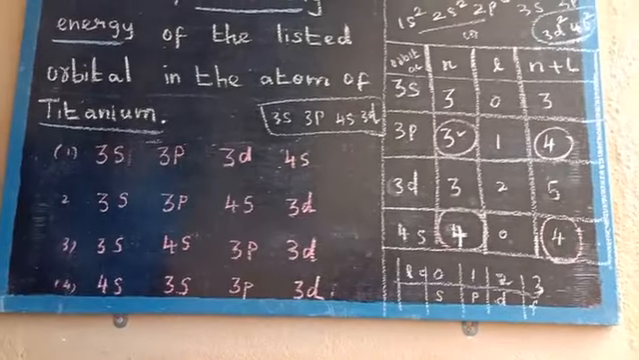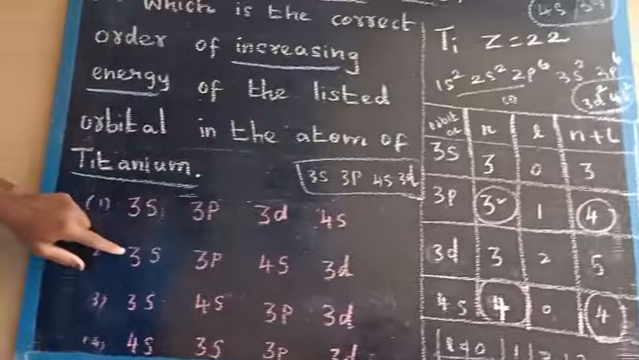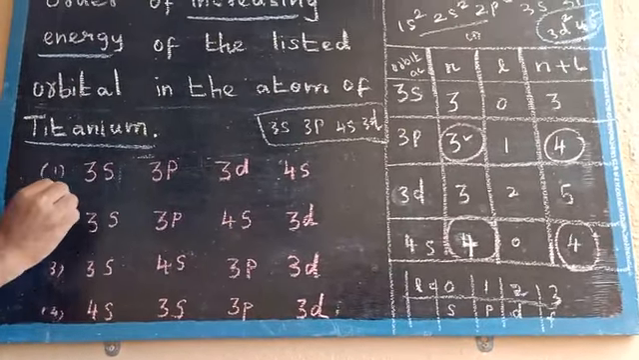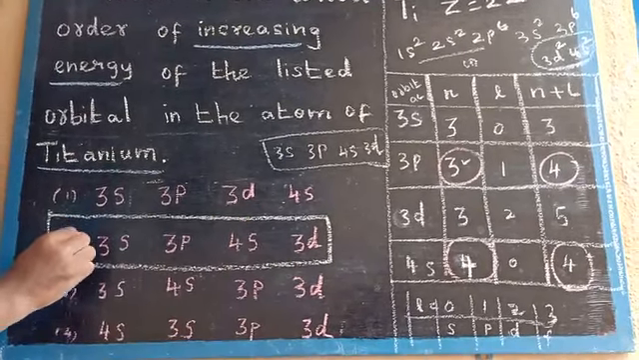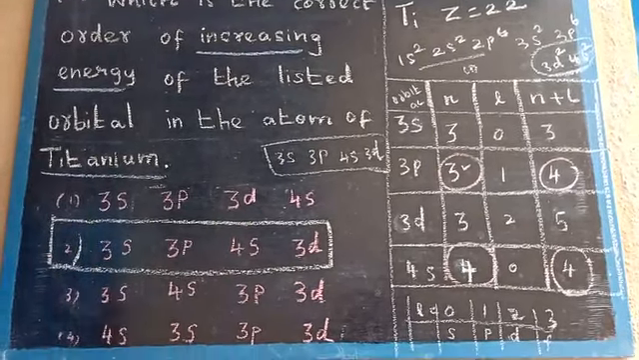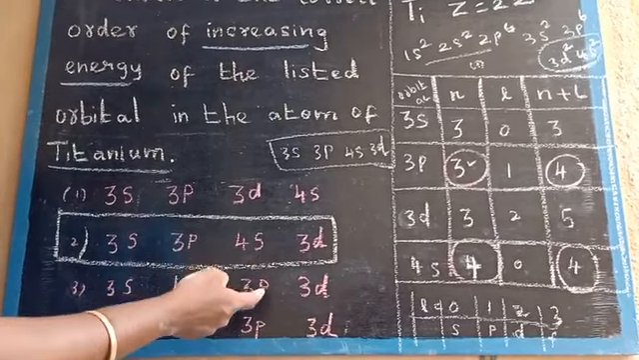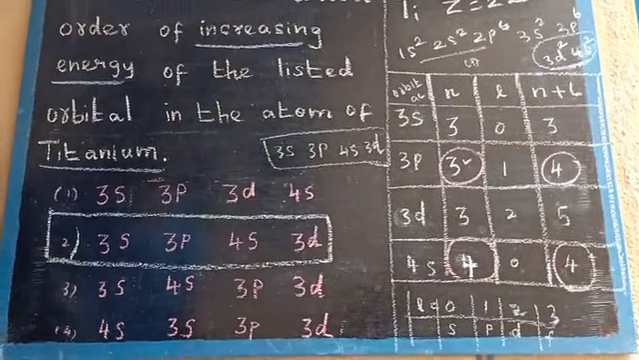Now see the options: 3s, 3p, next 4s and 3d. So this is the correct answer for the titanium orbitals in increasing order. Not 3d, 4s, but 4s and 3d, because it is based on the n plus l rule.